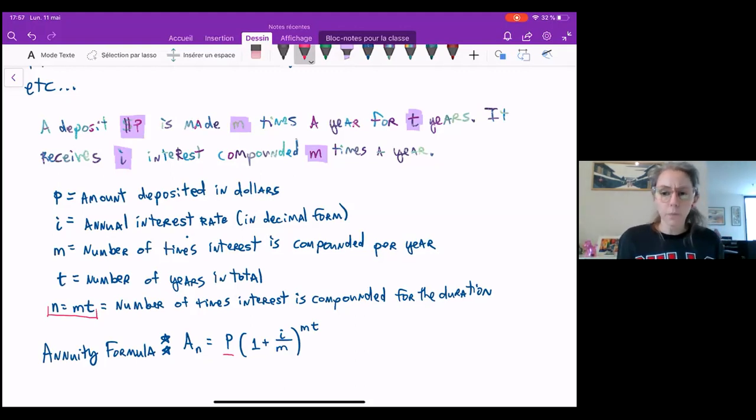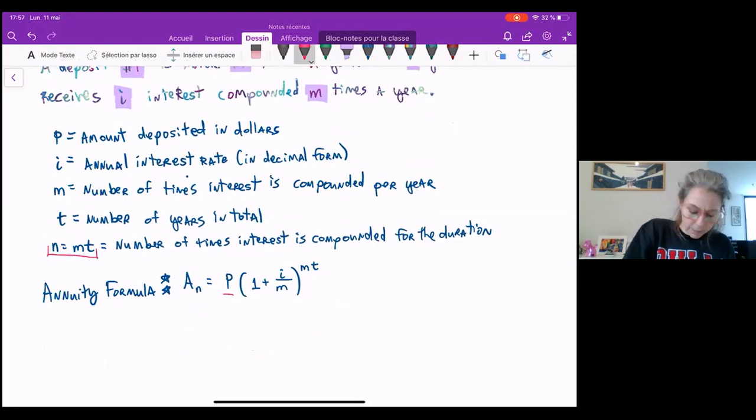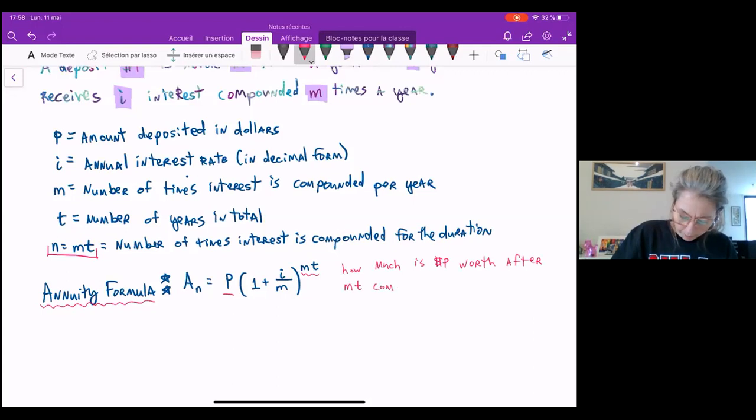Okay, so the next thing that's going to be important here is our annuity formula. Our annuity formula is basically telling me how much my money is worth after MT compoundings. So how much is that P dollars that you deposited worth after MT compoundings? Basically, I know that I'm earning interest on it.